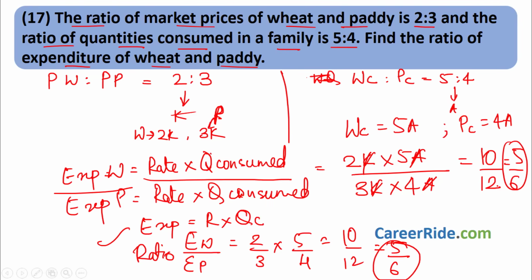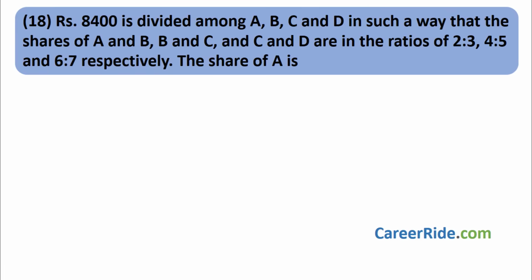Moving to question number 18. Rupees 8,400 is divided among A, B, C and D in such a way that shares of A and B, B and C, and C and D are in ratios 2:3, 4:5 and 6:7 respectively. Share of A is, now what have they given? Share of A is to B is 2:3, B is to C is 4:5 and C is to D is 6:7.